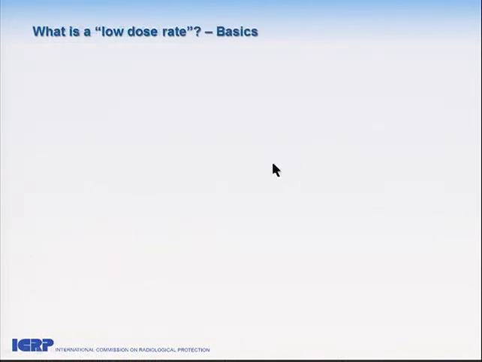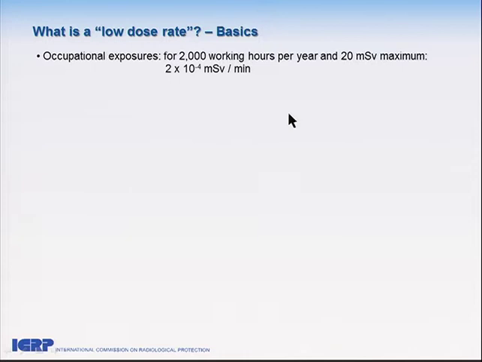Okay, the last slide of my introduction, what is a low dose rate? Just to remind you about some basics. For example, the ICRP proposes an annual dose limit for workers, 20 millisievert effective dose per year. And if you just assume 2,000 working hours, this would correspond to a dose rate of 2 times 10 to the minus 4 per minute. Just to give you a perspective.